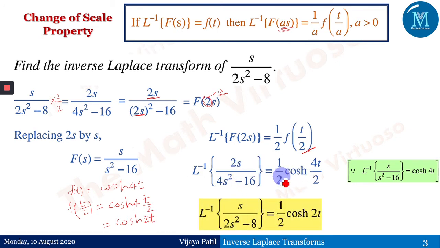This is the same thing I have explained with the same steps here. Laplace inverse of F(2s) is 1 by 2 times f(t by 2), which is the same as this formula. Therefore Laplace inverse of 2s upon 4s square minus 16 is 1 by 2 times cos hyperbolic 4t by 2. Now this 2s upon 4s square minus 16 is not the original function given to me. The original function given to me is s upon 2s square minus 8, and therefore its Laplace inverse is 1 by 2 times cos hyperbolic 2t, and this is the final answer.